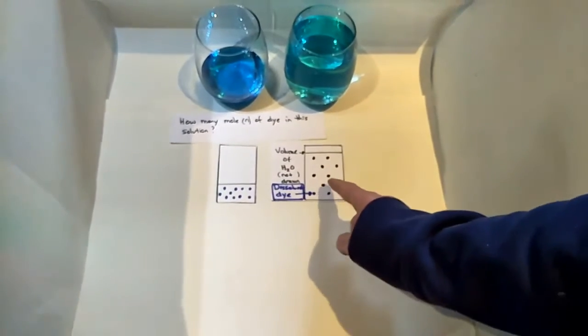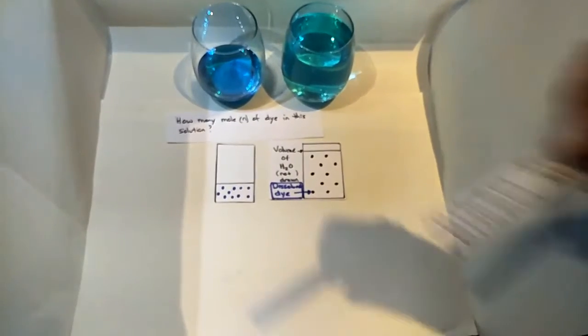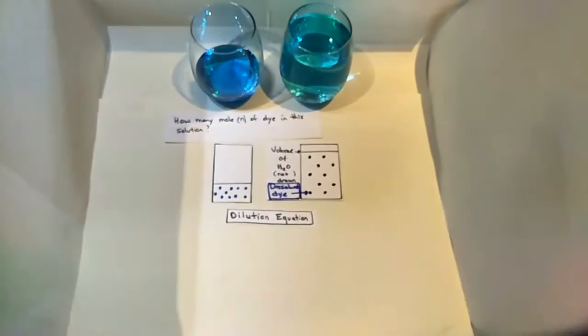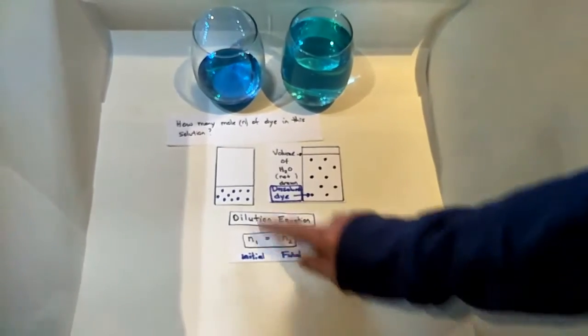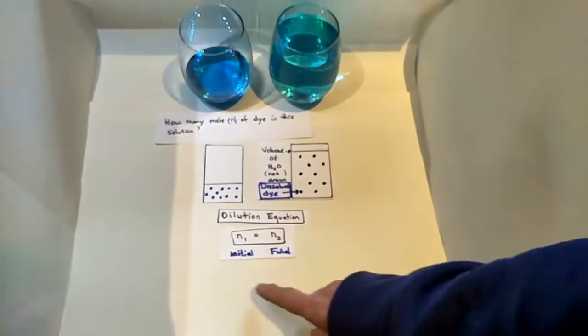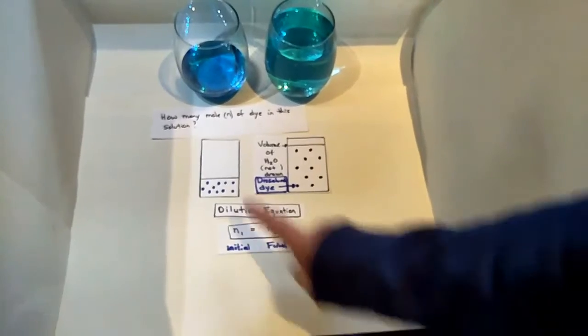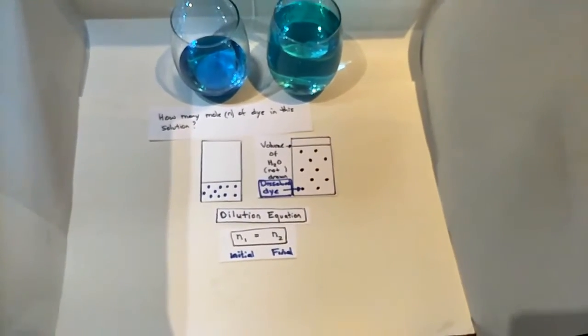So it's the same number of moles, but in a different volume. So the dilution equation is based on that idea that it's the same number of moles. So the number of dye particles in each is the same because you've just added water to it. So our initial number of moles in the concentrated is the same as the final number of moles.